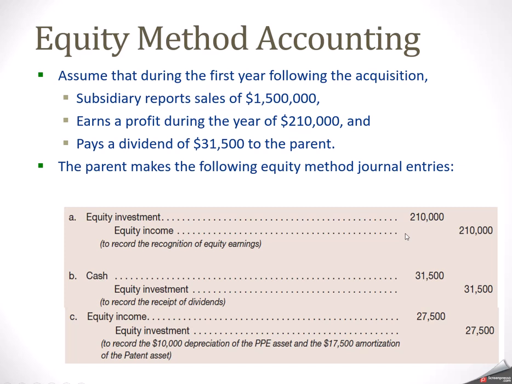So this represents all of the sub's income, the dividends paid, and then this represents a reduction of that income equal to the amount of that additional depreciation and amortization. So we're going to reduce the equity income, and then we're going to reduce what we put into our equity investment. So again, we're kind of reversing A, but just for the amount of the depreciation and the amortization.